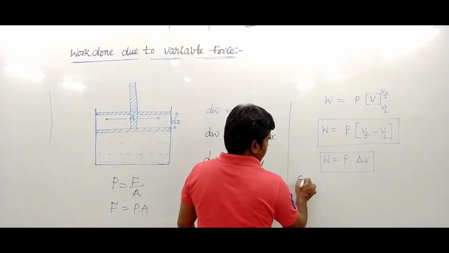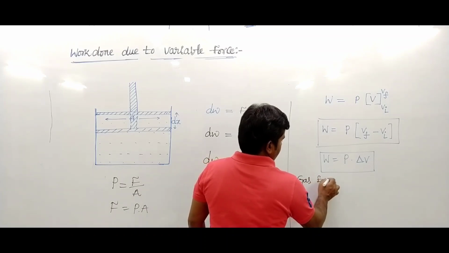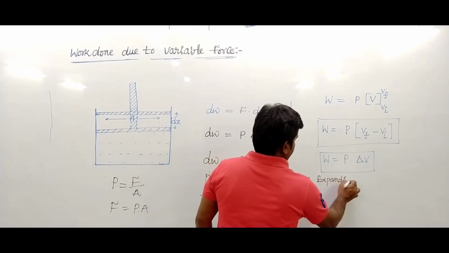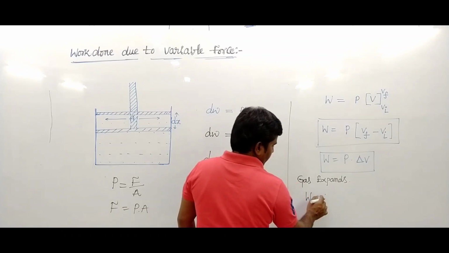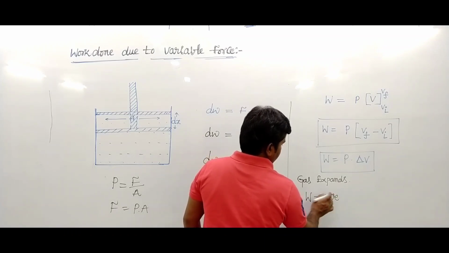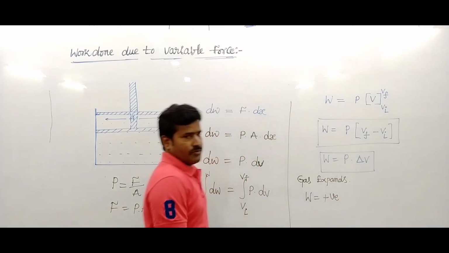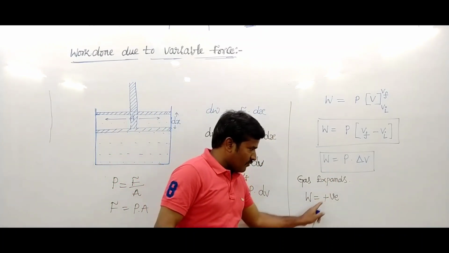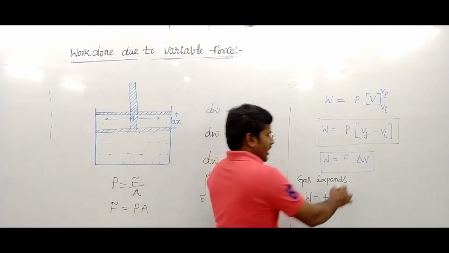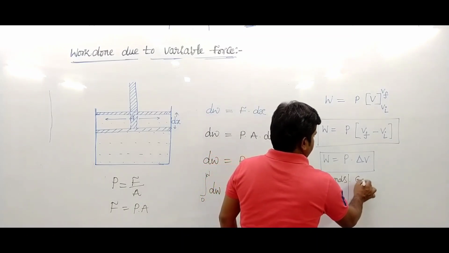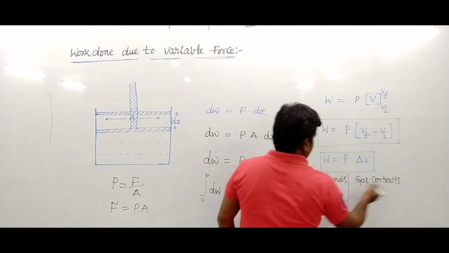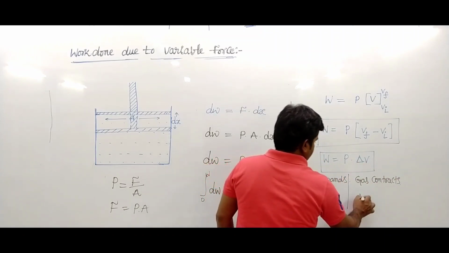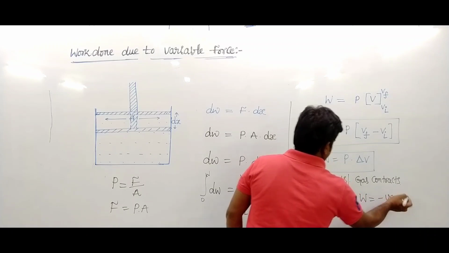When the gas expands, what happens in this condition? Work done equals P delta V, which is positive. When gas expands, work becomes positive. When gas contracts, that means the final volume decreases, then work done becomes negative.